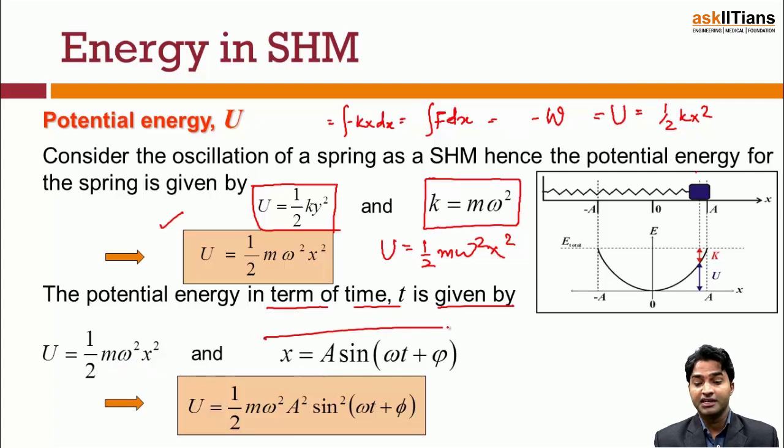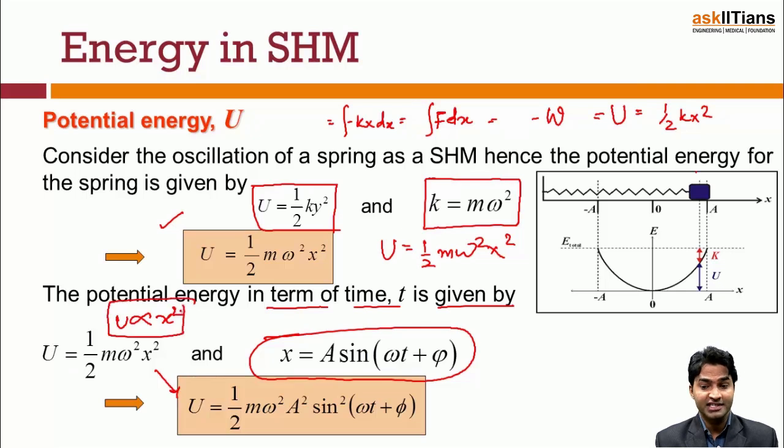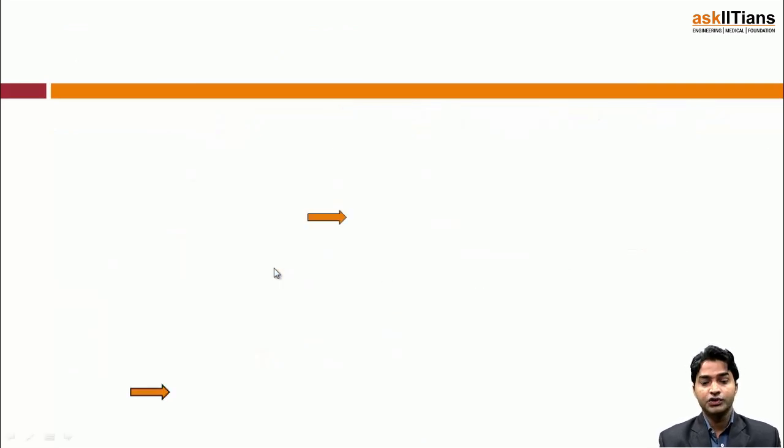That can be represented by x equal to a sin(omega t plus phi). On substituting this value in the main equation, we get U equal to 1 by 2 m omega square a square sin square(omega t plus phi). And we draw a graph for this. We know that U is directly proportional to x square. It is a parabolic relationship, that's why we draw a graph of this. Now we will switch to the next slide.